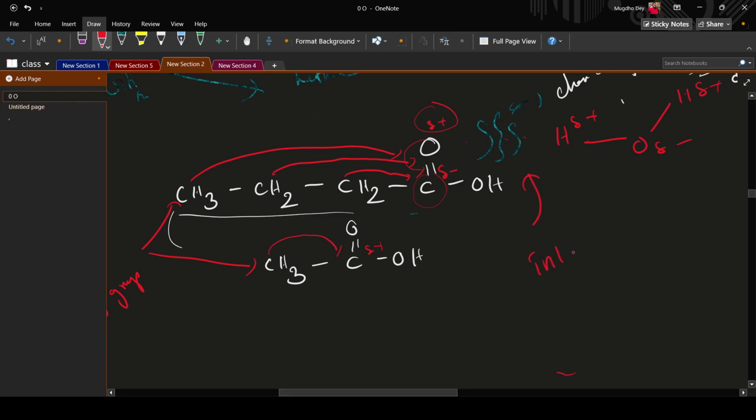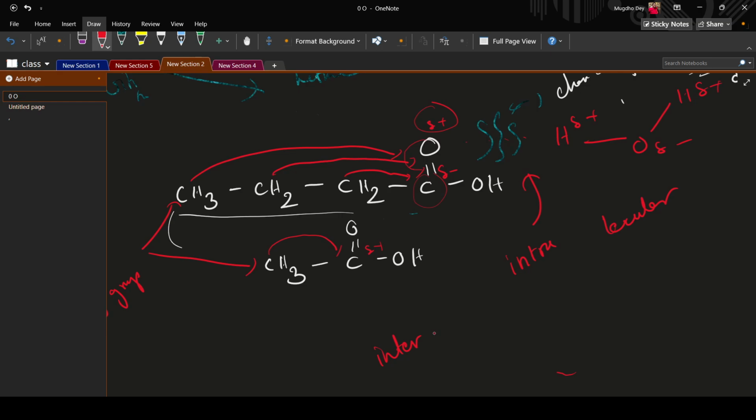Intra, right? Is it? What does inter mean? Between molecules. That means the molecules would be the same. Am I clear? Here, are the molecules same? No. Two different molecules are being attached. So it should be intra. Did you understand?